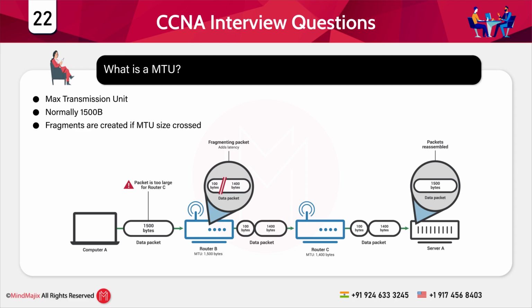And there is a provision to identify a fragment. In the IP header, we have options for this. A fragment offset option is there, and different bits are there: the don't fragment bit and the more fragments bit, right? So these kinds of options are available in the IP header.